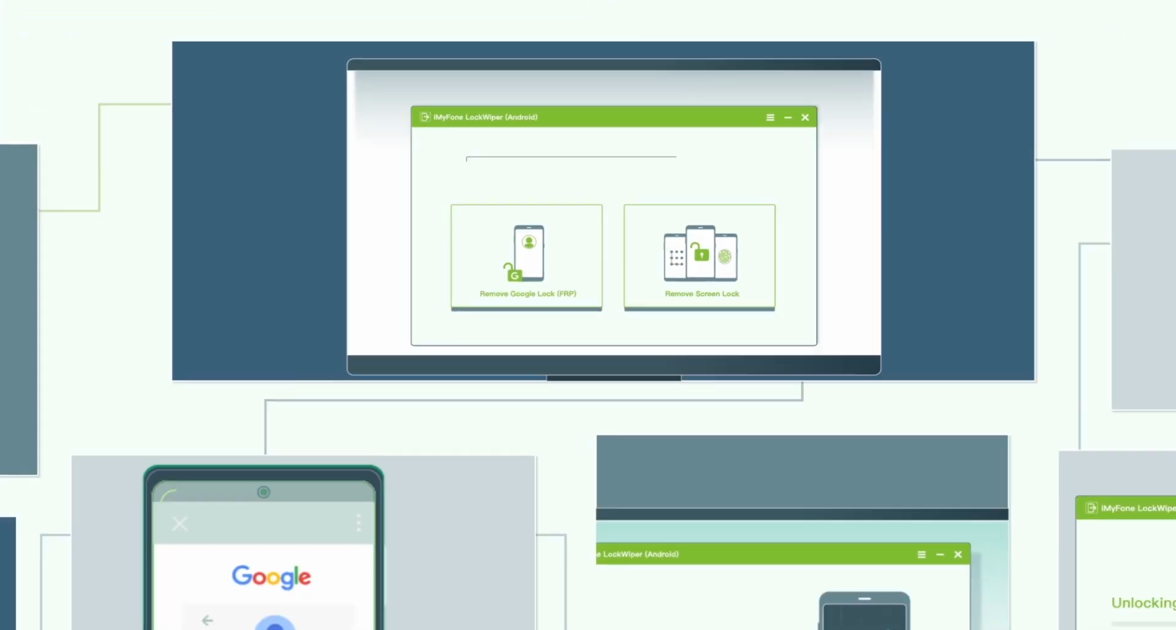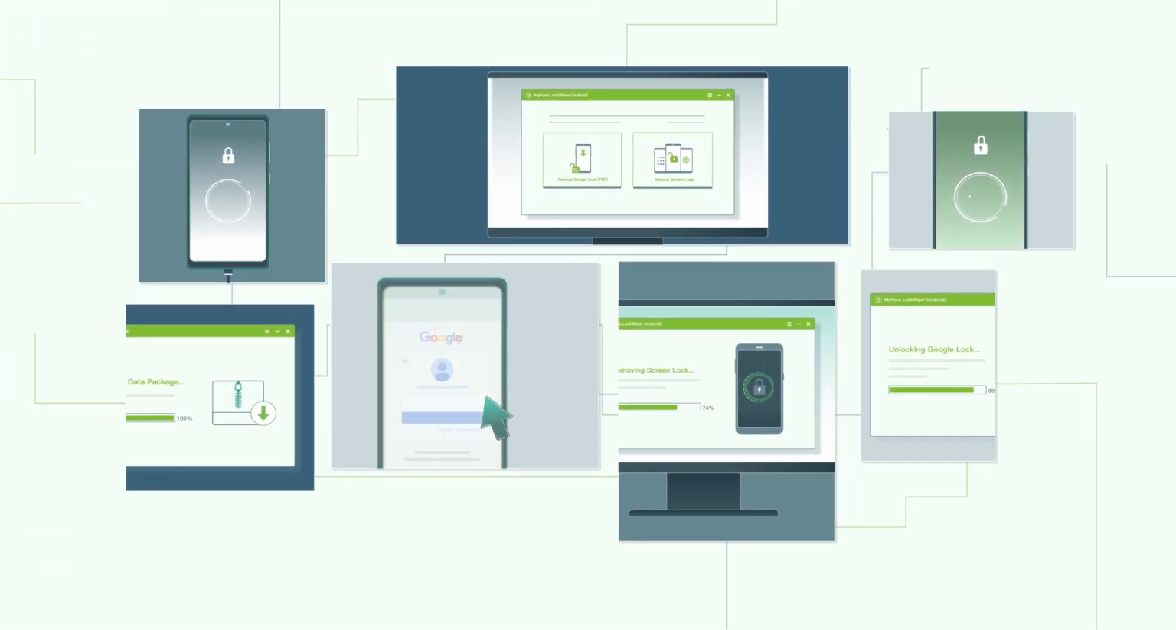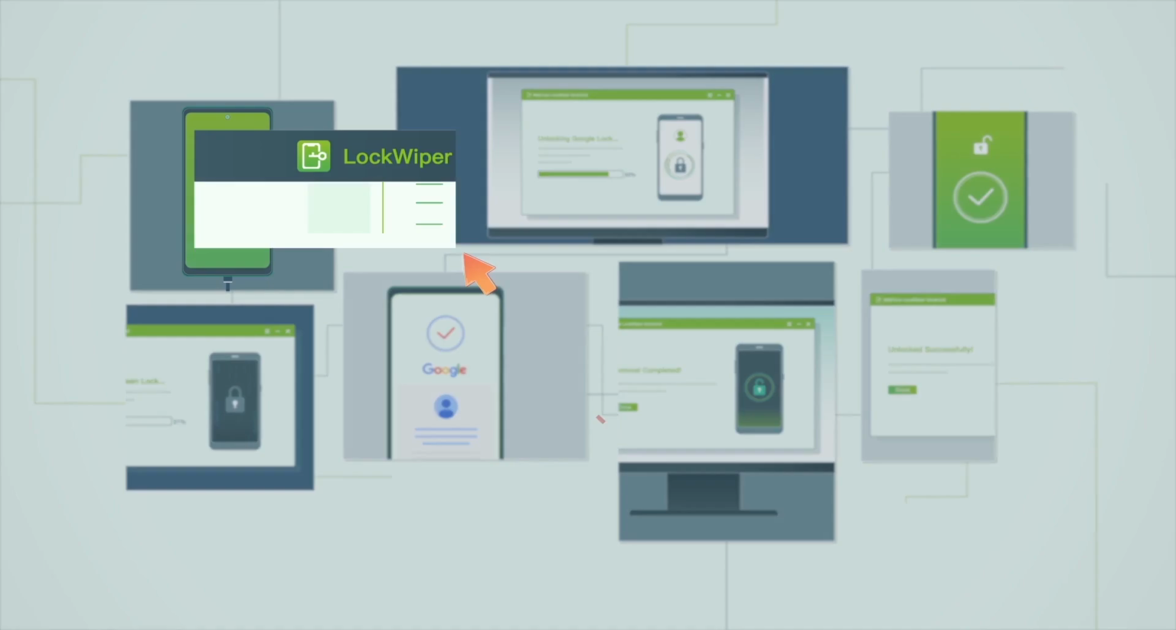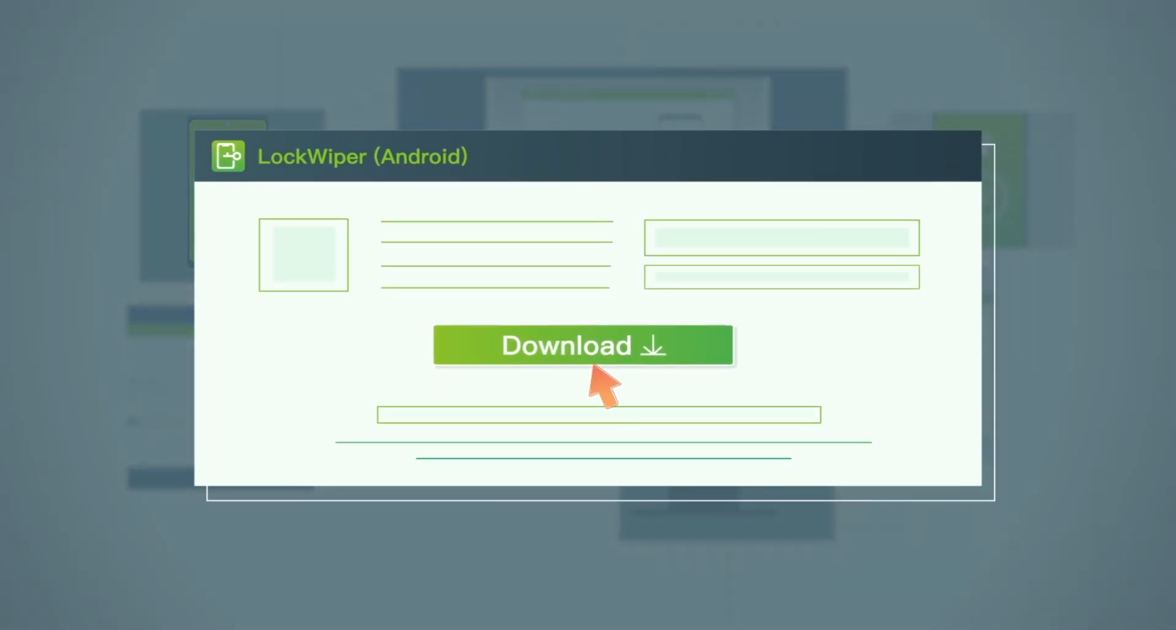Now you have learned how to unlock Android passcode easily by using iMyPhone Lock Wiper Android. Head to the official website and download it for a try.